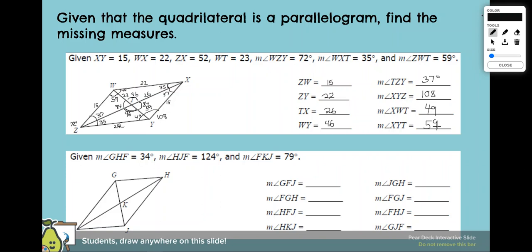Feel free to go ahead and give the one below that a try. I've written in the answers for you to check your answers against, so take a moment to pause the video and check your work. If you have any questions about this, feel free to let me know and we can go over it together at another time.